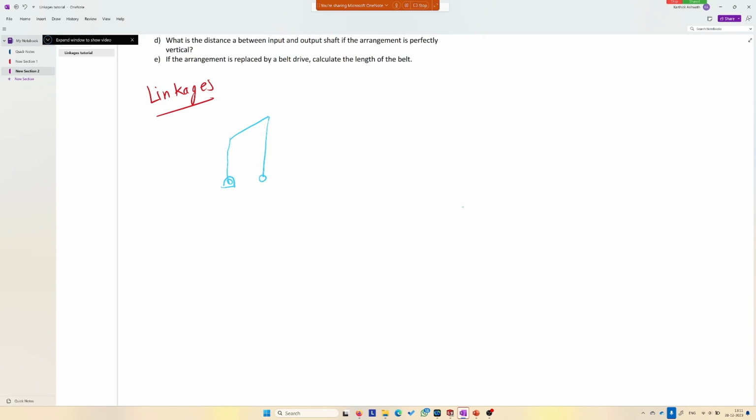So this is a common example of a linkage. You can see a 4 bar linkage. The supports are usually called A0 and B0, and the positions A1, B1, and if it changes, A2, B2, and so on.